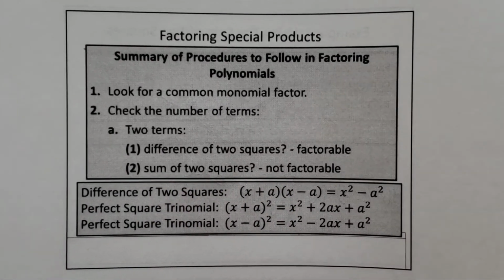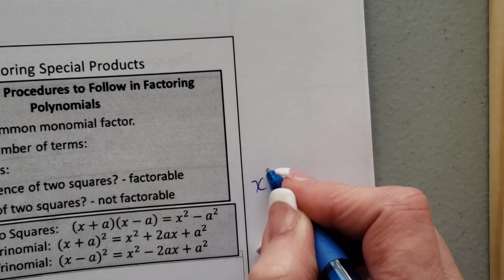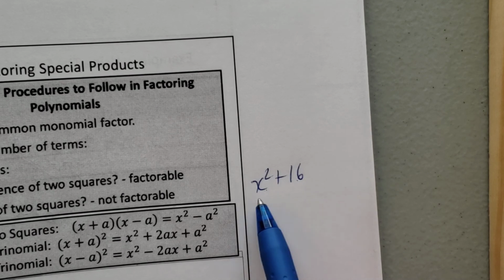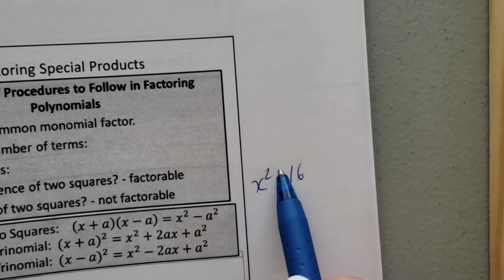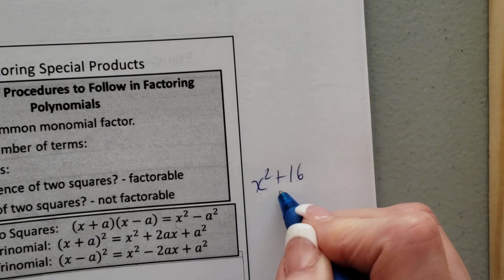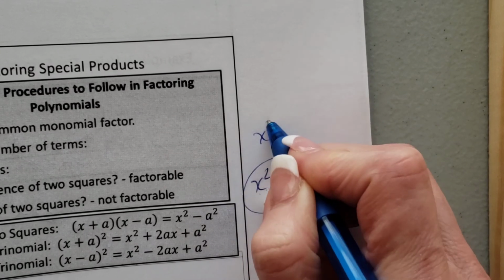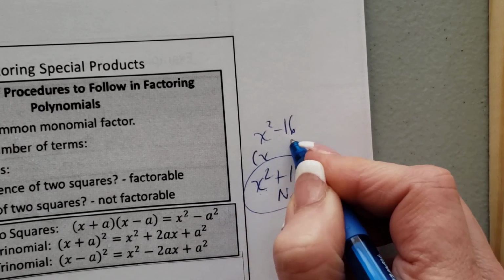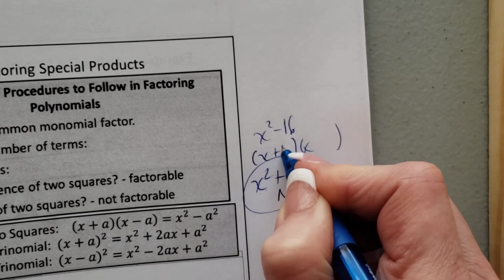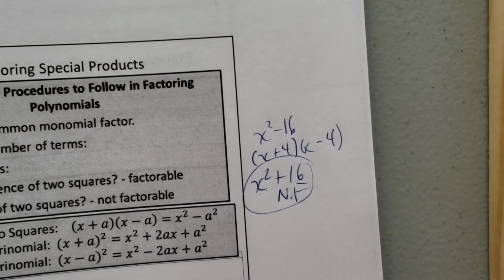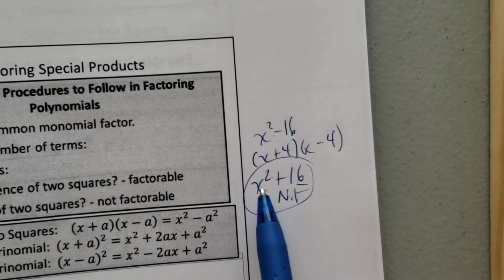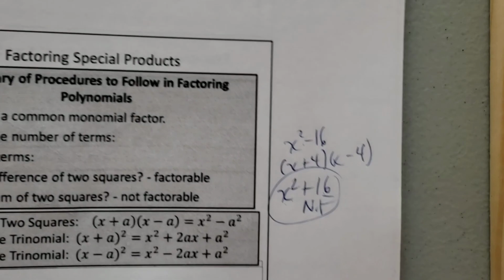For example, if you have x squared plus 16, that's two perfect squares. 4 times 4 is 16. x times x is x squared. But there's no way you can factor this so that the middle term is 0. So this is not factorable. However, if you have two perfect squares with a minus in between them, it is factorable. One's going to be plus 4, and the other one's going to be minus 4. Okay, this is factorable. Difference of two perfect squares. This is not. The sum of two perfect squares is not factorable.